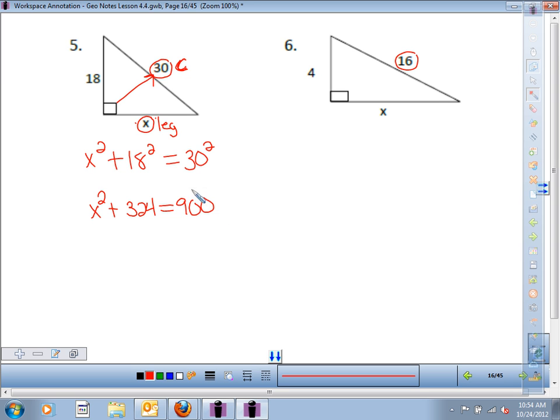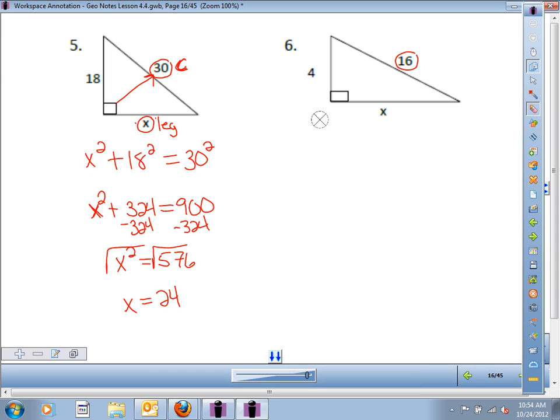Now this comes down to basic algebra. I'm trying to get x by itself. I'm trying to solve for x. So what I need to do is subtract 324. X squared is 576. And then now we square root it. The square root of 576 is 24. So our missing side is 24.